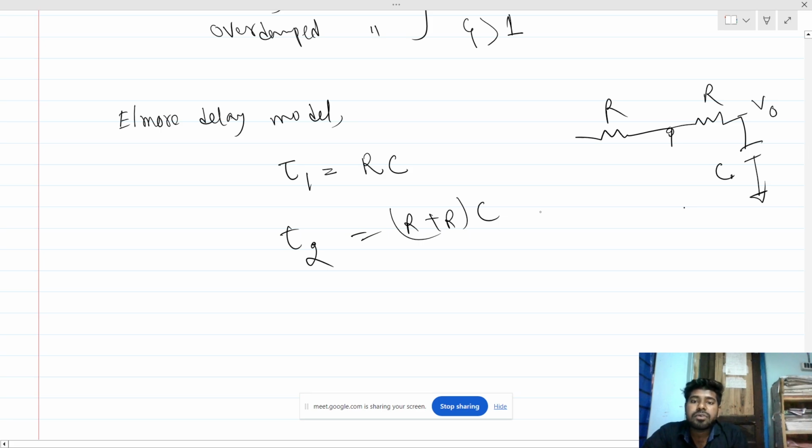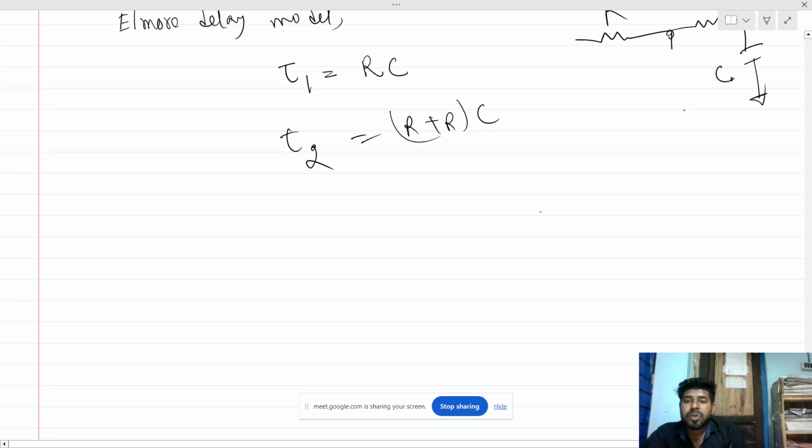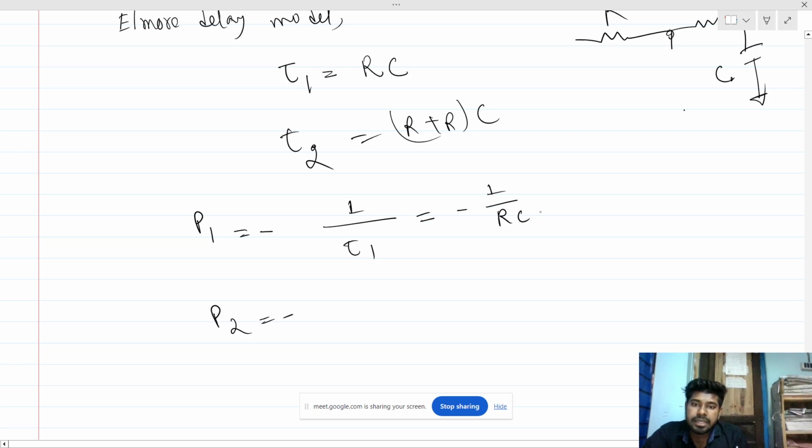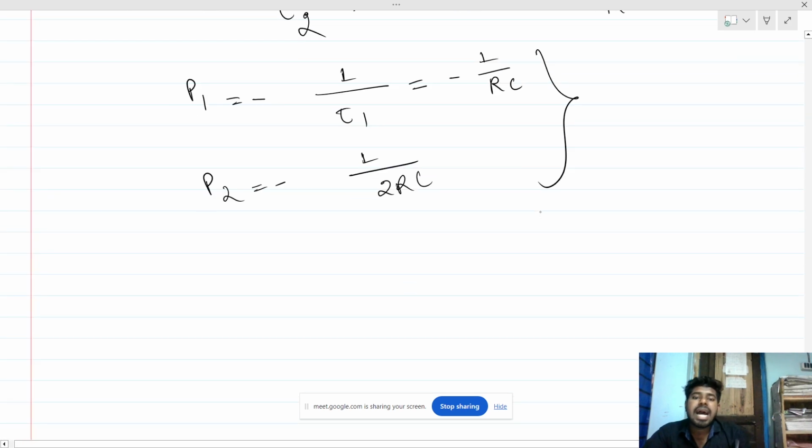So here we have two time constants, so we have approximately two poles. Both are in the left half of the plane. We all know this will be 1 over T. So P1 will be minus 1 by RC, and P2 will be minus 1 by 2RC, as both of the resistances are R and R, right? So there are two poles, both real and unequal.